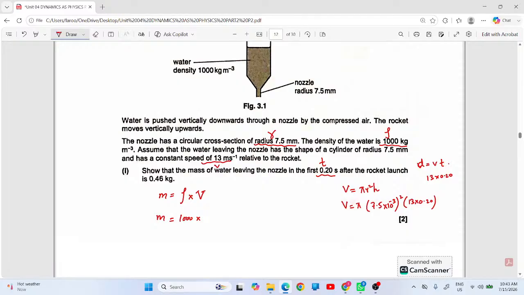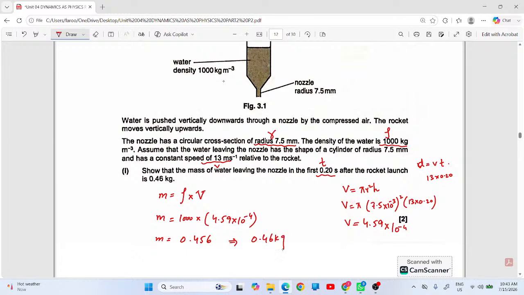Volume to 4.59. Okay, volume 4.59 multiplied by 10 power minus 4. I write the volume here: 0.59 power minus 4, multiply by 1000. Minus 1 remains. 0.459. Yes, the proof is done.